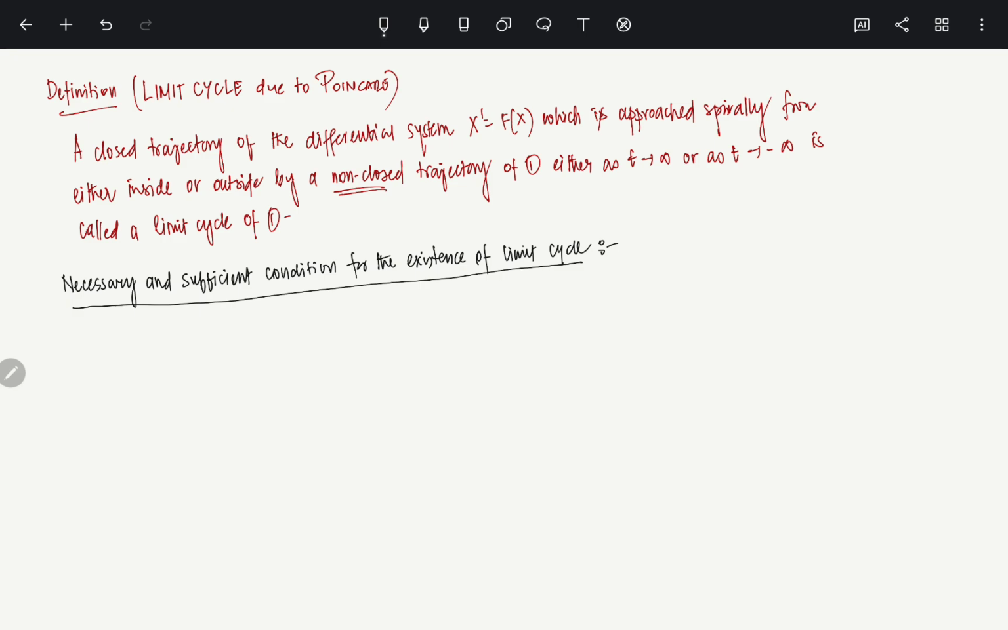So this theorem is called the Poincare-Bendixson theorem. Again, this is one of the cornerstone results of nonlinear dynamical systems. This is part of nonlinear dynamical systems.